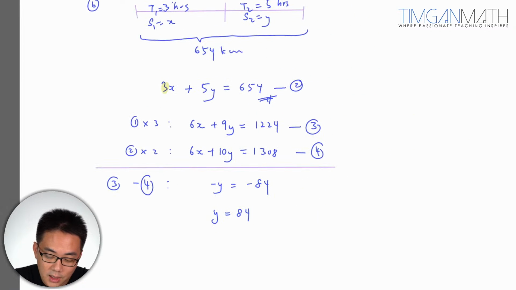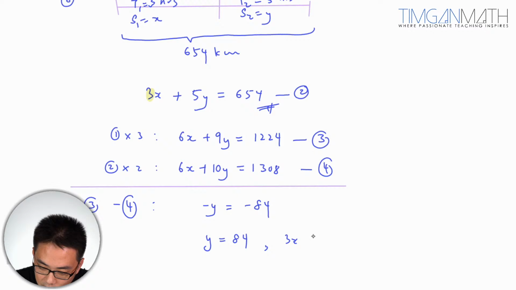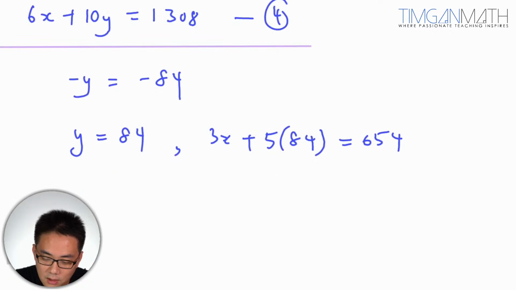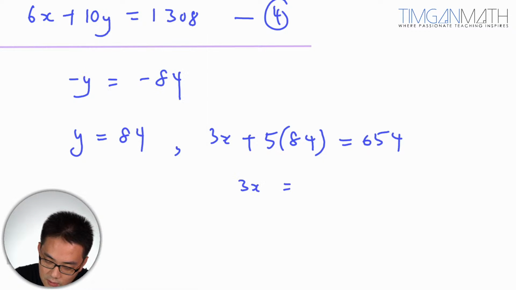Ta-da! Great. Then to get x, you just substitute into either expression 1 or 2. When you are asked to solve, you need to solve for both x and y. So 3x plus 5 times 84 equals to 654. Then 654 minus 5 times 84 is 234. Maybe I shouldn't skip too many steps. So 3x equals to 234, and divided by 3, x equals to 78.